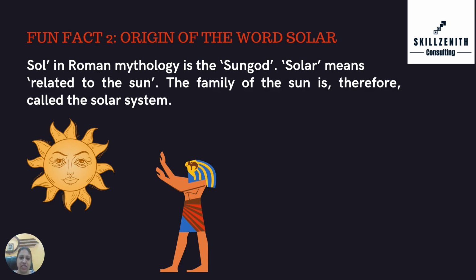So, the family of the sun is therefore called the solar system. Anything that is related to sun is called solar. So, now we have solar energy, solar, so many things, right? So when you hear the word solar, it means related to the sun.